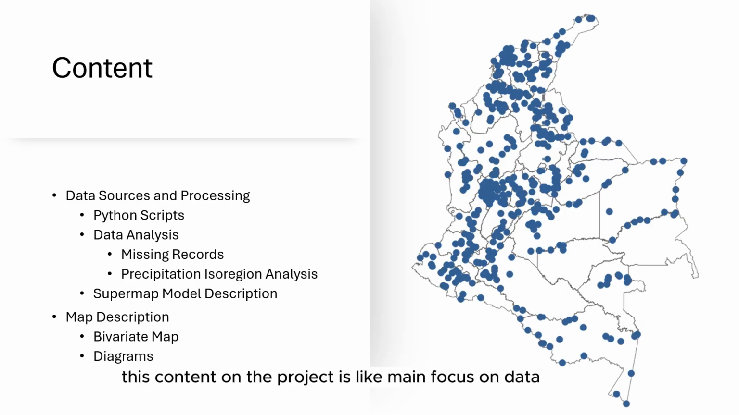The content of the project focuses mainly on the data sources and processing that we did. First, the Python script where we concatenate all the raw data. Then the data analysis that we did, part in Python and the main part in SuperMap. After that, the SuperMap discussion of products, and by the end, the map description.